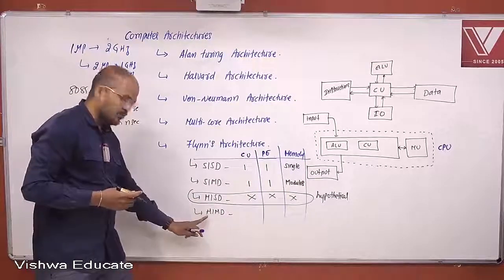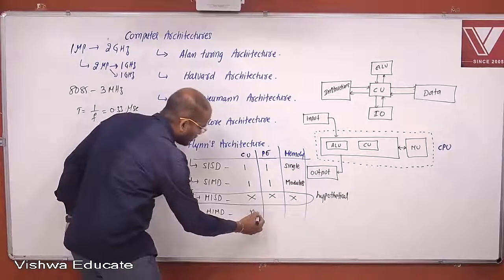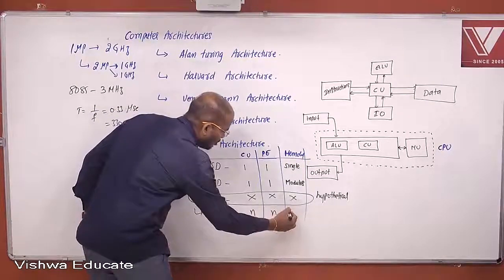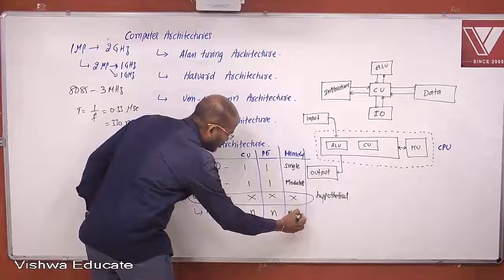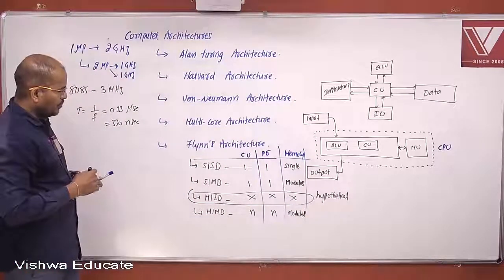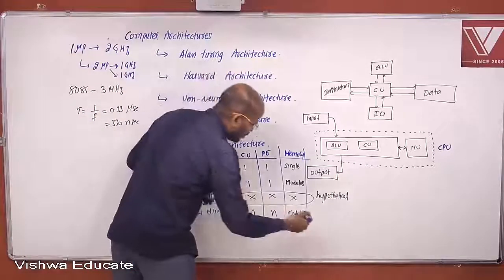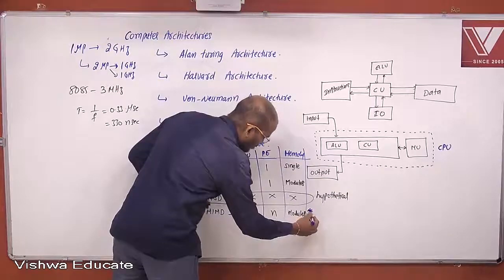And here comes the mostly used MIMD. So we have n control units, n processing elements, and n modules. MIMD is the mostly used parallel computing architecture nowadays.